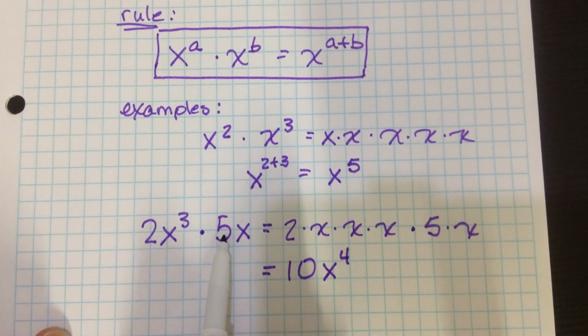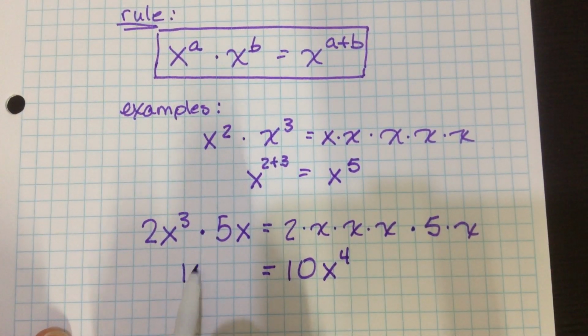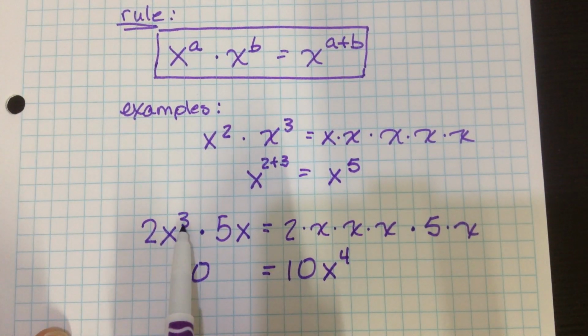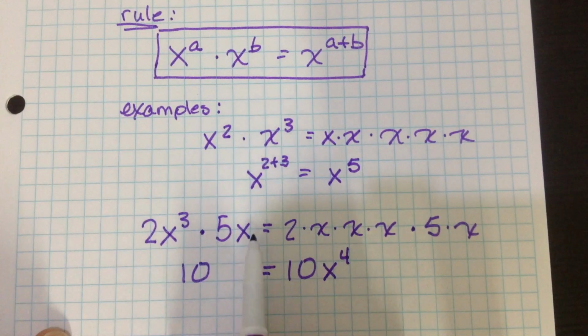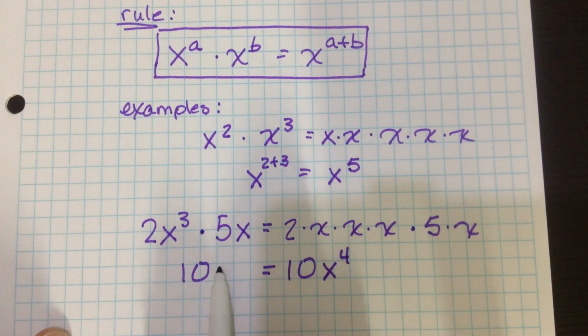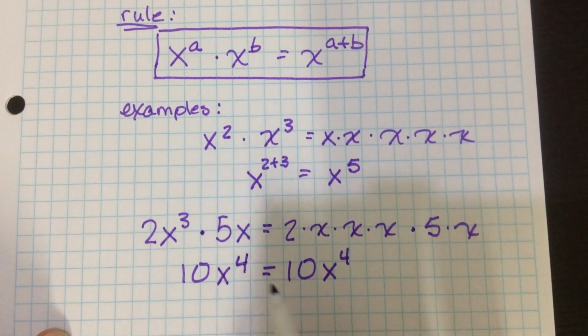You have the 2 times the 5, which is 10. And how many x's are multiplied together? Well, there's 3 x's multiplied together here times 1 more x. That gives us x to the 4th.